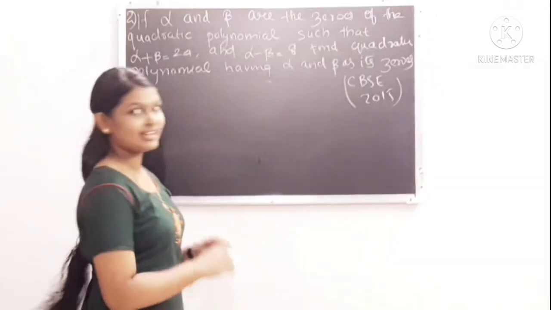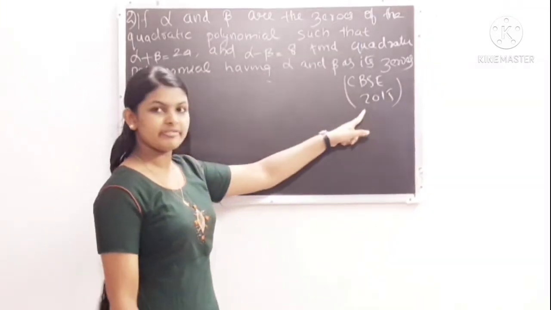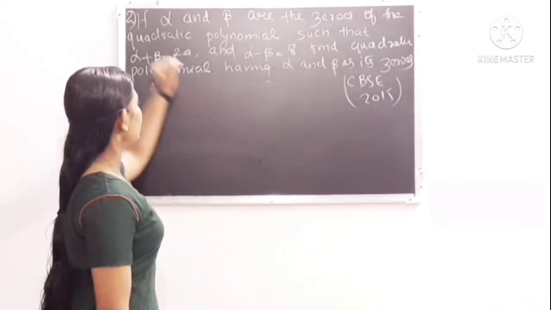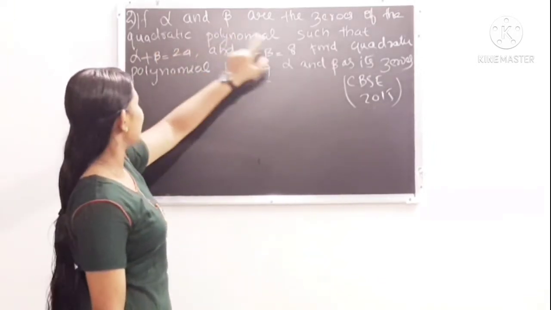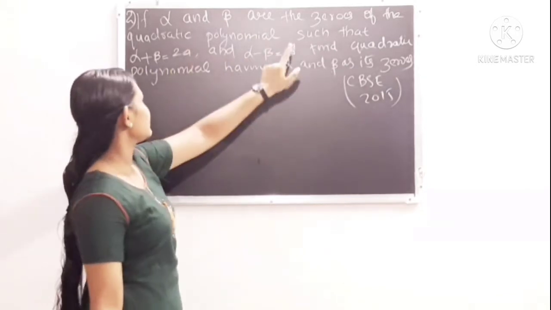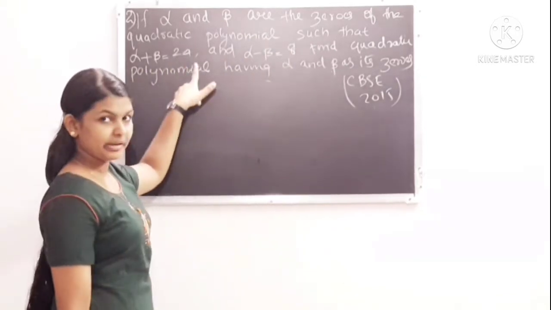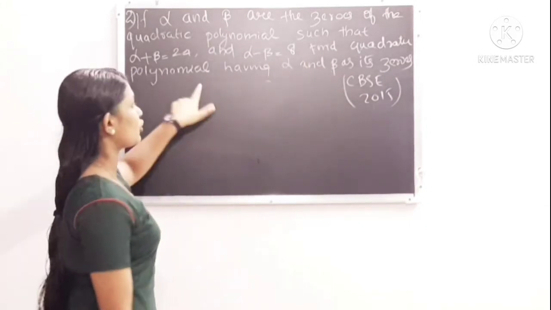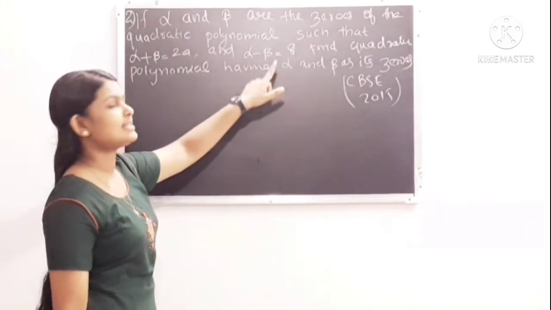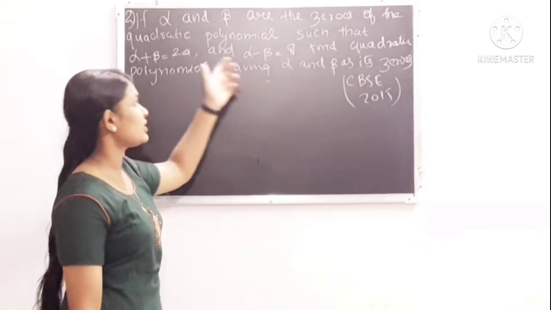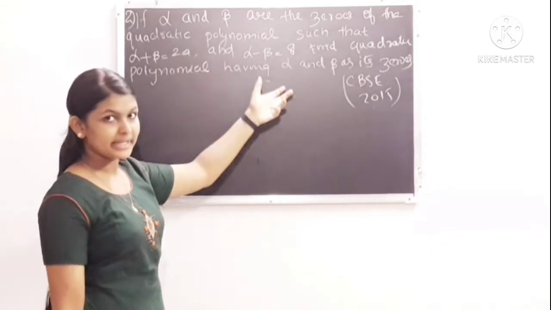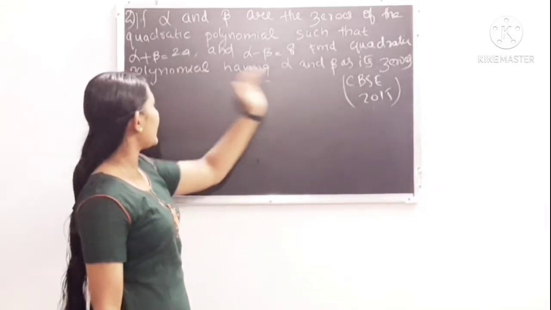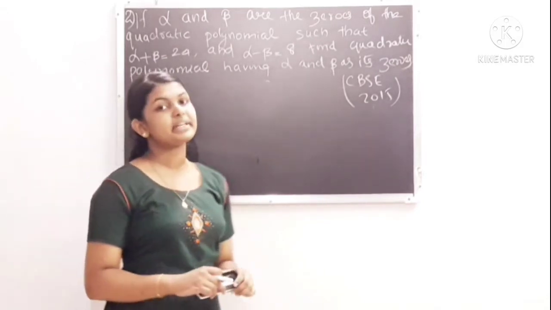Now, this is our next question. It was asked in the year 2015. The question says that if alpha and beta are the zeros of a quadratic polynomial such that alpha plus beta is equal to 24 and alpha minus beta is equal to 8, we have to find the quadratic polynomial having alpha and beta as its zeros. So here two equations connecting alpha and beta are given, and we are asked to find the quadratic polynomial having alpha and beta as its zeros.